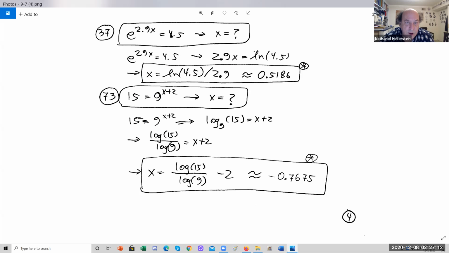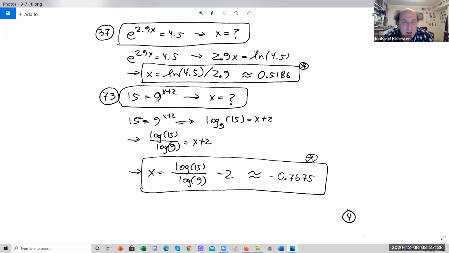3 to the 2.9x equals 4.5 for what x? Take natural log base e of both sides. And so this cancels e to the power on the left, and we get 2.9x equals natural log of 4.5. So x equals natural log of 4.5 divided by 2.9, which is approximately 0.5186.